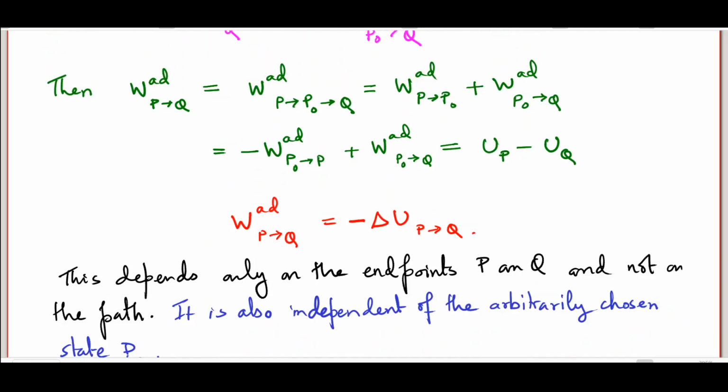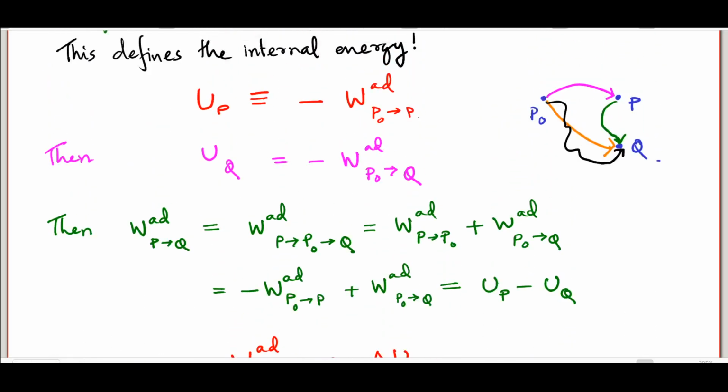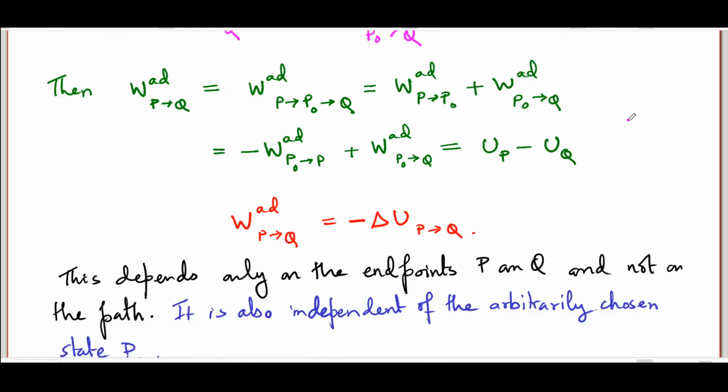Now the fact that it's independent of the arbitrarily chosen state is pretty easy to figure out. If instead of P0 you had chosen P0 prime as your arbitrary state, then the work done could be calculated by going from P to P0 prime and then from P0 prime to Q. But you note that that is of course the same as the work that you do to go from P to P0 to Q. This result, being independent of the path, cannot depend on the point P0, the state that we have chosen arbitrarily.